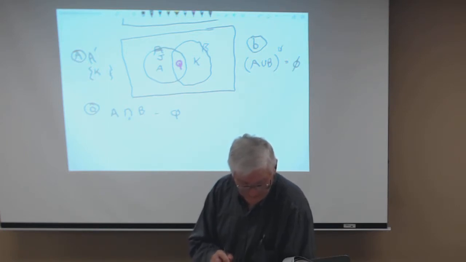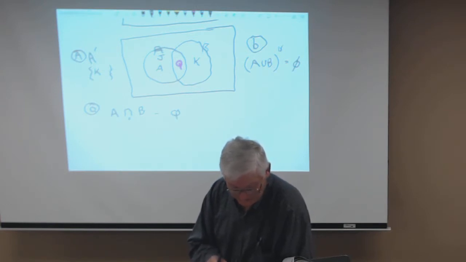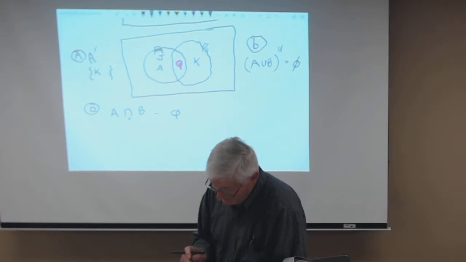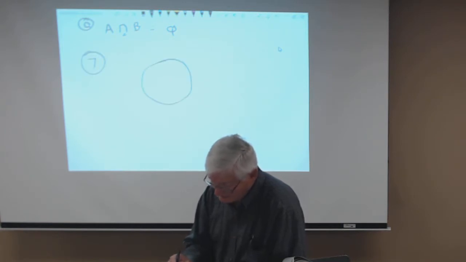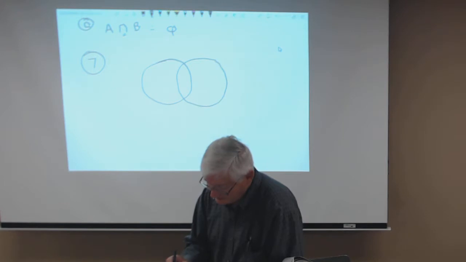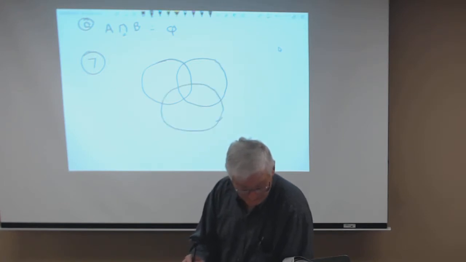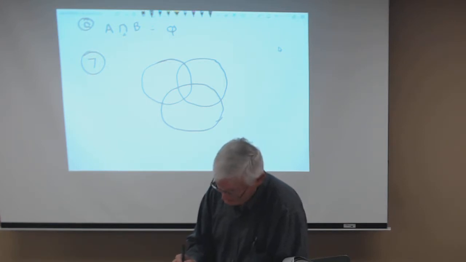If in addition to the sets in problem 6, C is ace jack, if I come down here and make another picture, A and B and C, and what is C? Ace and jack.